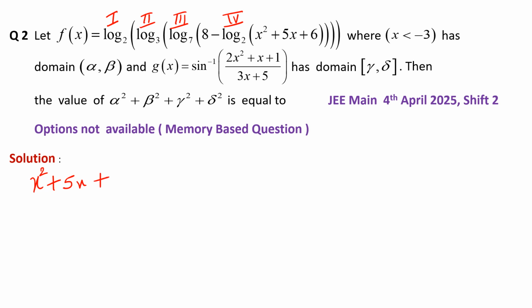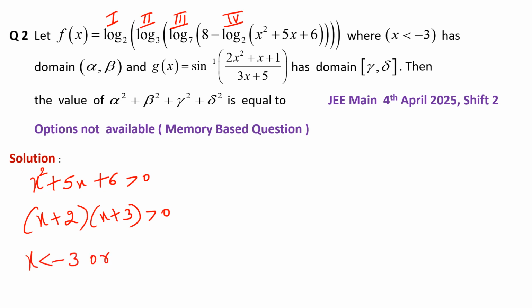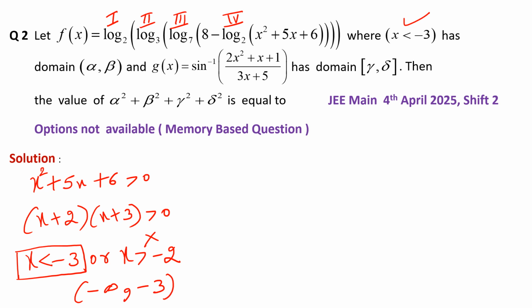Now if I consider the input of the fourth logarithmic function, that is x square plus 5x plus 6 as positive, then I get (x plus 2) into (x plus 3) greater than 0. Now when I apply wavy curve method, I get x less than minus 3 or x greater than minus 2. Now students, we have been given that x is less than minus 3. So that means the first interval of x is accepted and the second one is rejected. So it means x belongs to open interval minus infinity to minus 3.